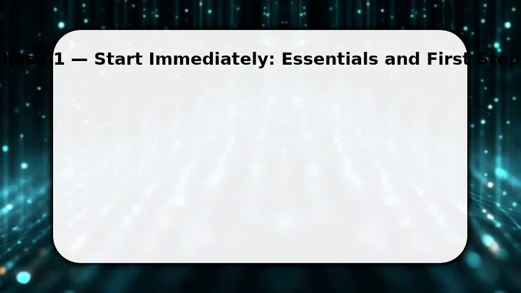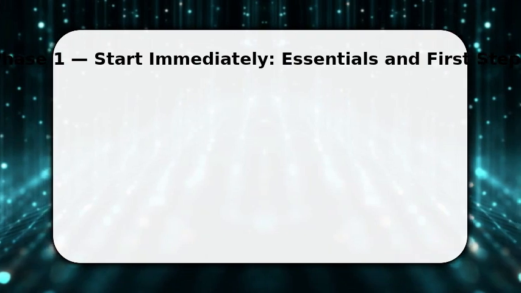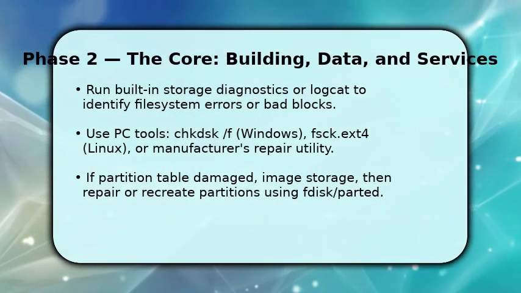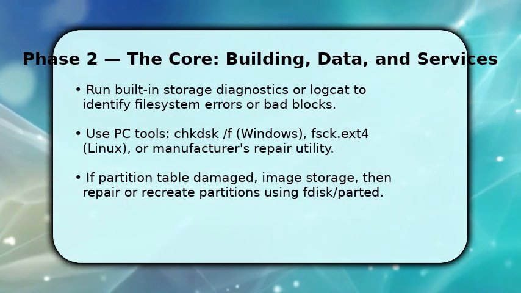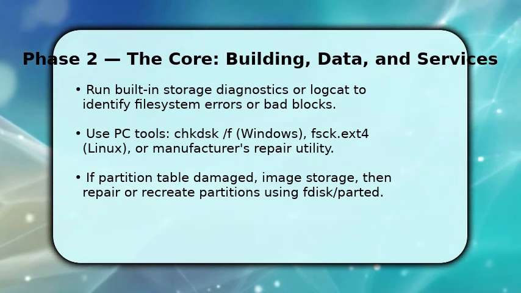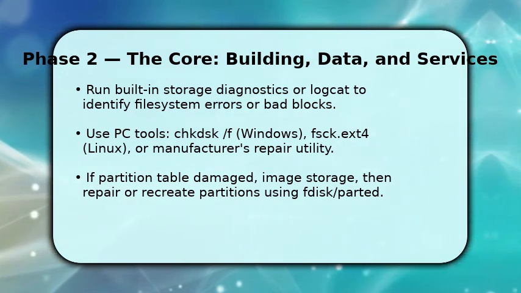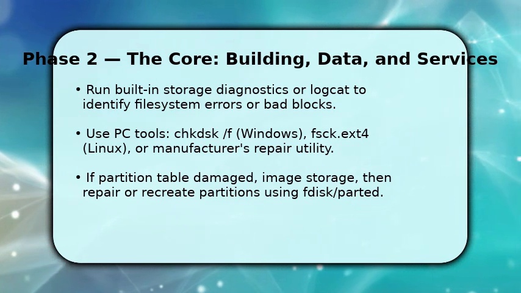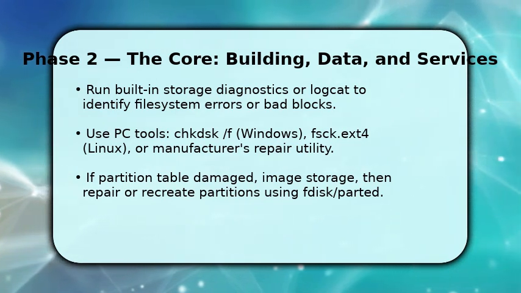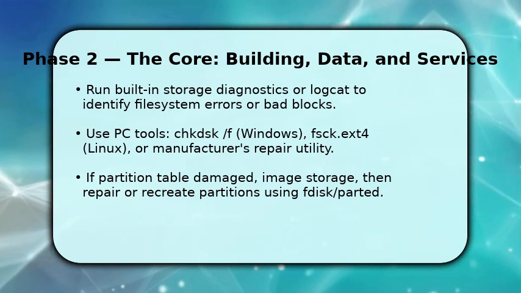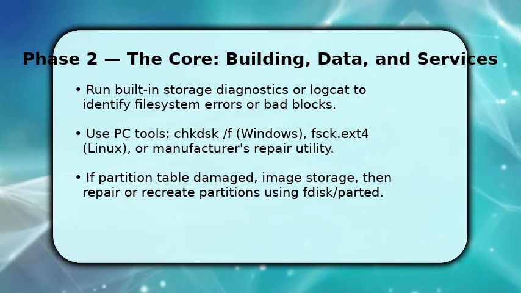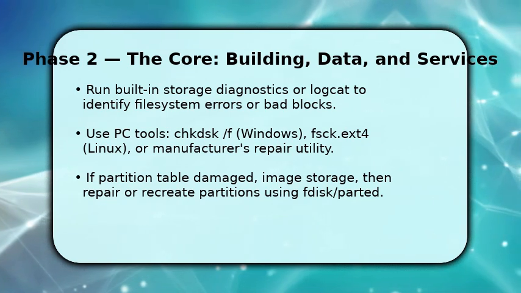You now diagnose the corruption. Run the device's storage diagnostic or capture logs to see file system errors or bad blocks, because knowing the error guides the fix. Once you have data, use a PC, run chkdsk /f for Windows formatted volumes or fsck.ext4 for Linux partitions or the manufacturer's utility. These repair metadata and recover lost pointers.